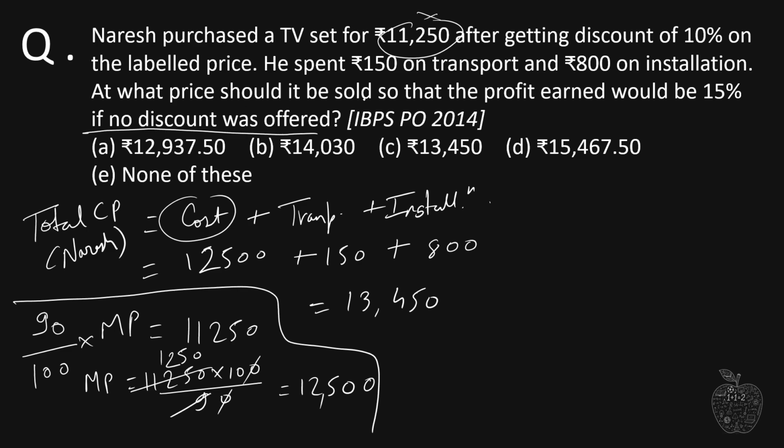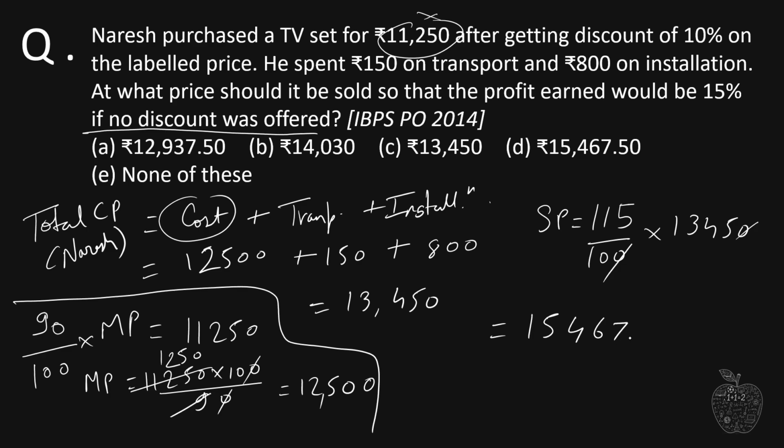At what price should it be sold so that the profit earned would be 15%? If he needs 15% profit, that means he must sell it at 115% of the cost price. Cost price is 13,450. So we solve this, and I have already calculated this. This comes out to be 15,467.5. I have not used the calculator, I have manually calculated it, and you should do the same. This comes out to be the actual answer. So option D is the correct one here.